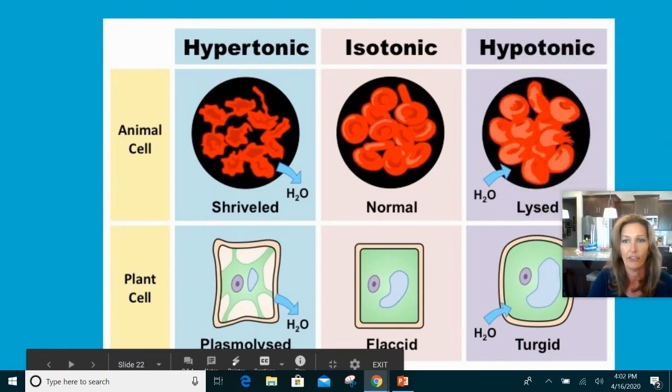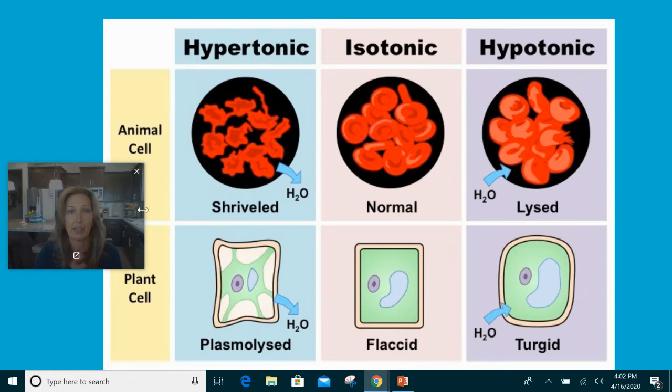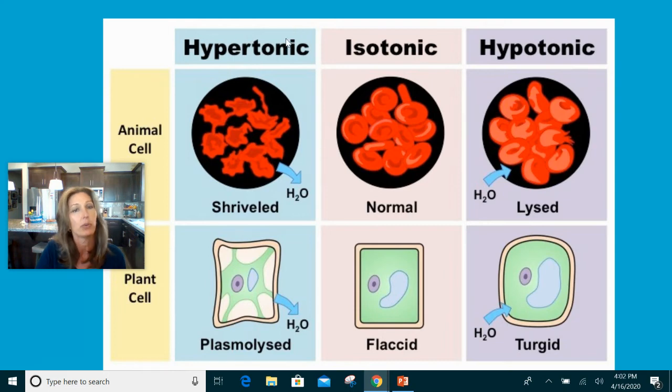So here are the pictures that you guys have seen before, animal cells versus plant cells in hypertonic, isotonic, and hypotonic solutions. So these are terms that are describing the outside solution. Remember, these are frames of reference, but in this particular case, we are talking about hypertonic solutions. Hyper means more, so there's more dissolved solute in the solution compared to the cell. So the cells themselves are actually hypotonic compared to the solution.